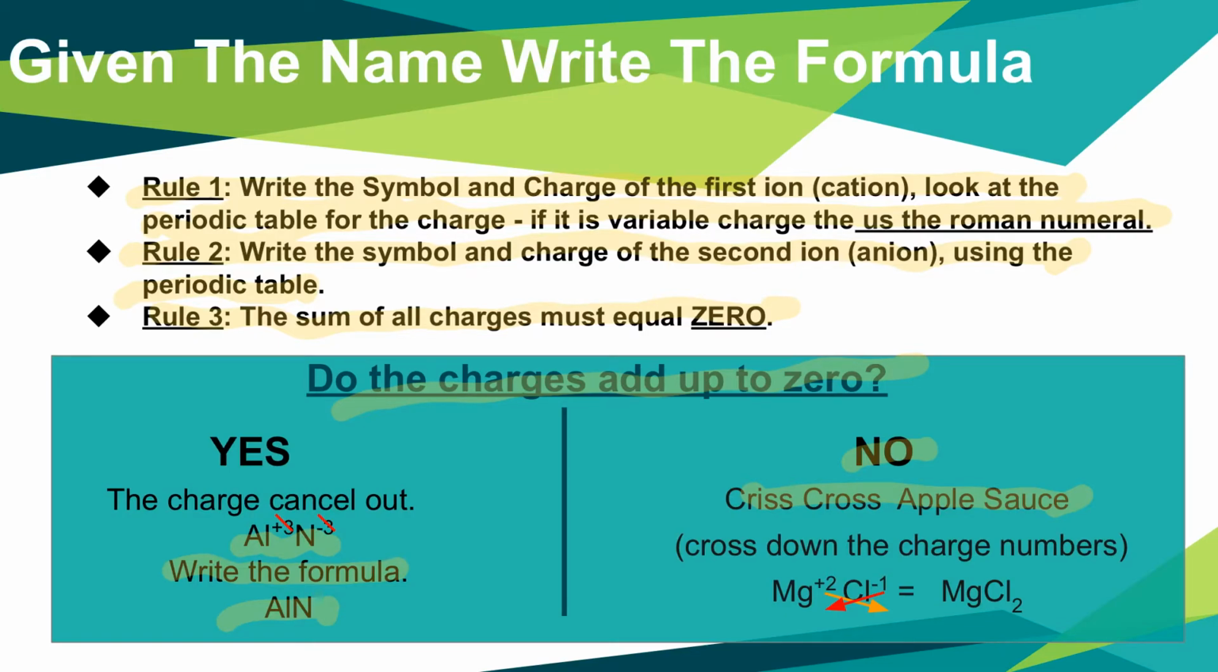We crisscross down the charges. So we are going to write the charge Mg2+, and then Cl minus 1, crisscross, and then we drop the sign, MgCl2.